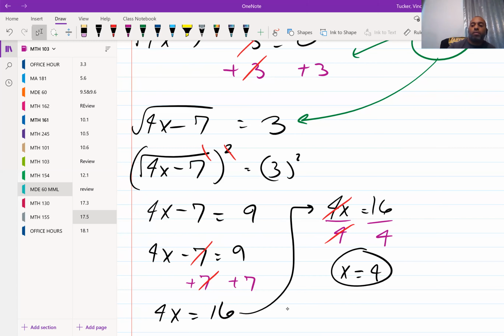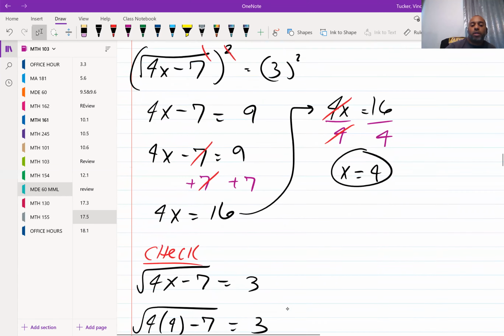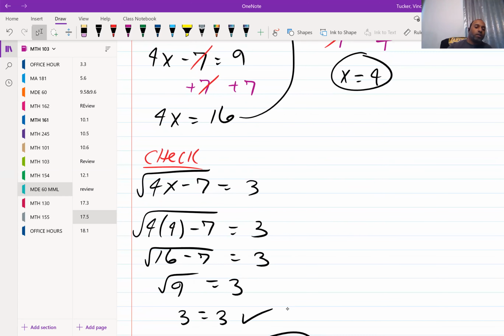All right, any questions? As always, you go ahead and check. 4 times 4 is 16. The square root of 16 minus 7, that's 9. The square root of 9 is equal to 3.